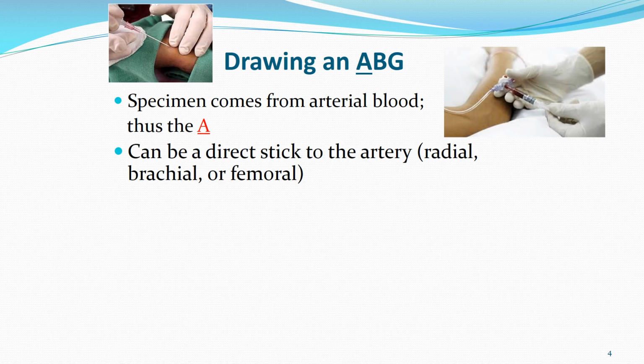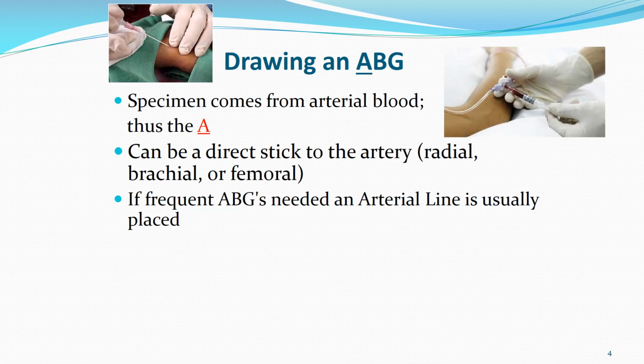Now, because ABGs can be very challenging to draw and can also be really, really painful for our patients, it's important to think about who might need to get frequent ABGs and how we can make this more manageable. So for example, if a patient's on a mechanical ventilator and we're essentially breathing for our patients, and we want to see if changes in how we're breathing for them are working, we're going to need to draw a lot of ABGs. And in that case, it might be best to have an arterial line so we're not constantly poking our patient to get these lab draws.